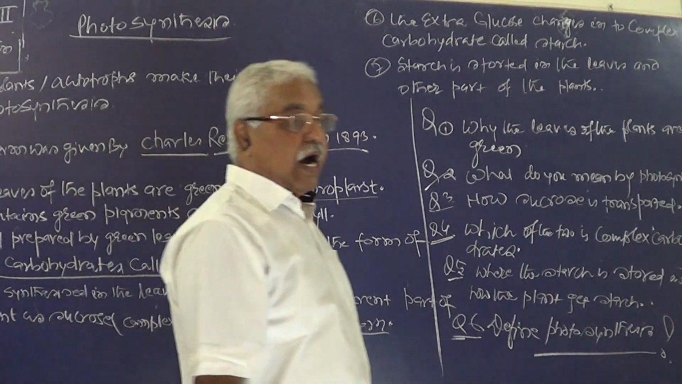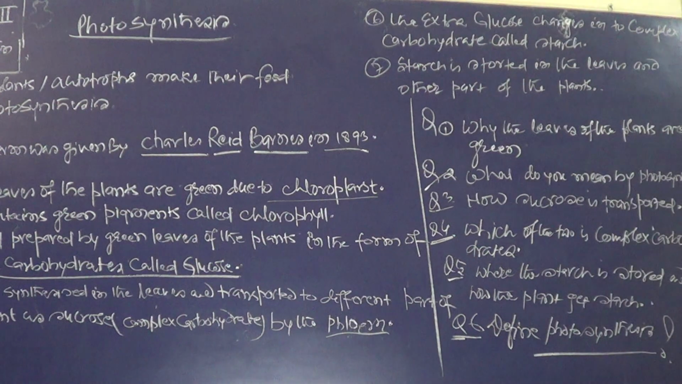We will be using the chemical formula of photosynthesis, carbon dioxide, chlorophylls, sunlight. We will discuss the different parts. If you want, I can write the chemical formula here.